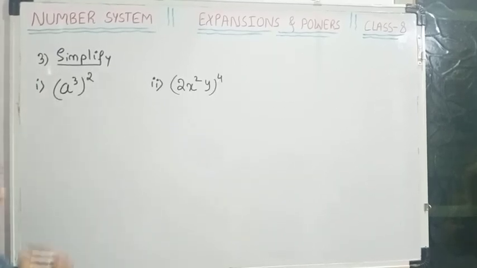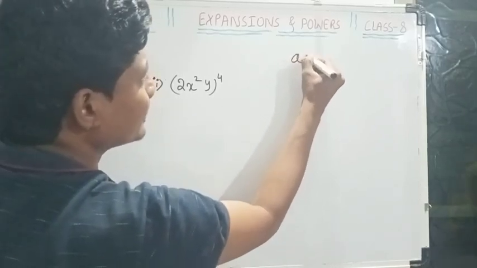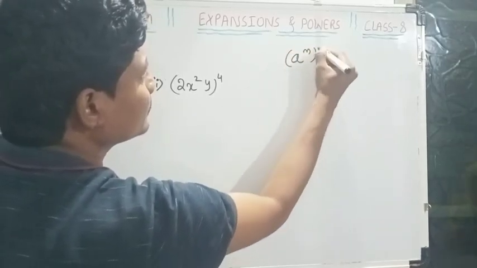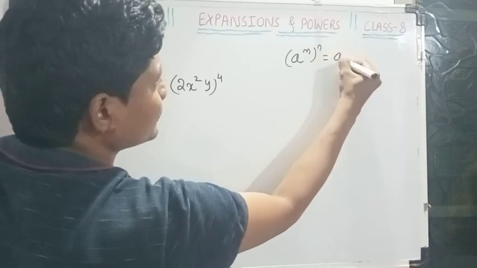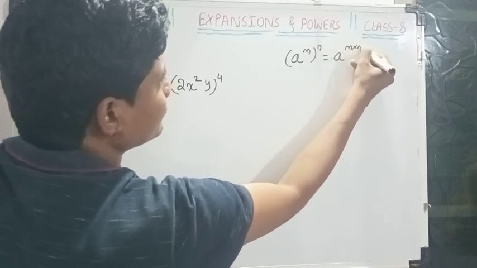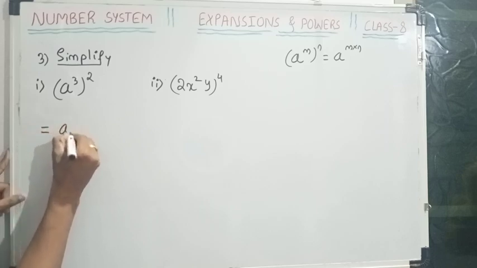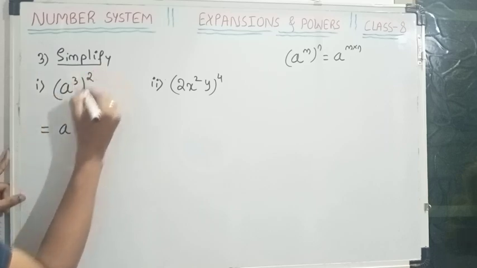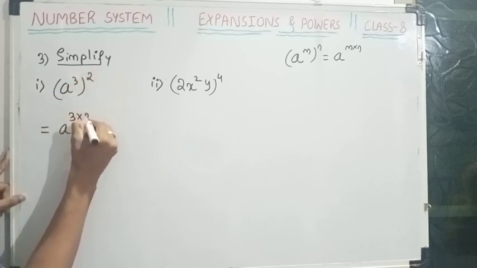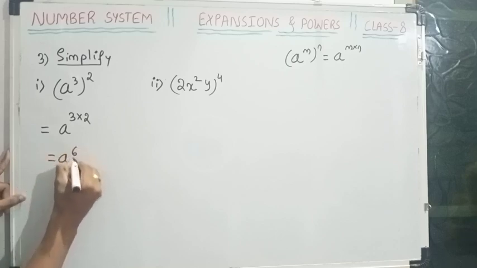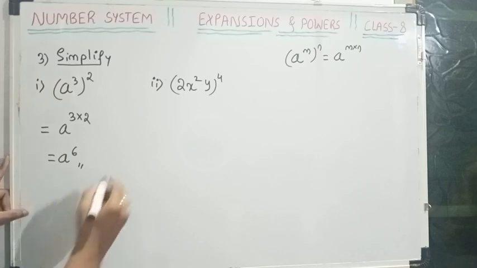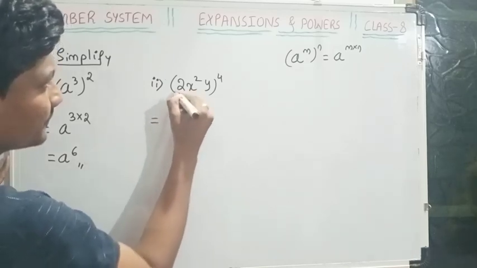Simplify a to the power 3 raised to the power 2. I can use this law of exponent: a to the power m to the power n is equal to a to the power m into n. Similarly, by using that law of exponent, I can write this 3 into 2, that is a to the power 6. That is the answer.